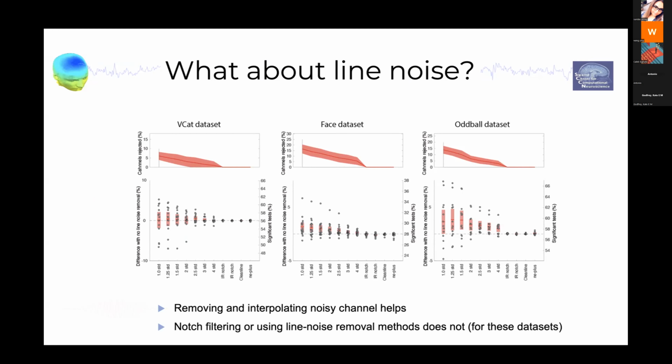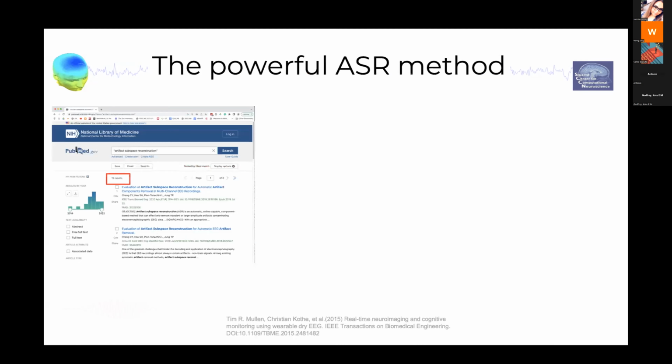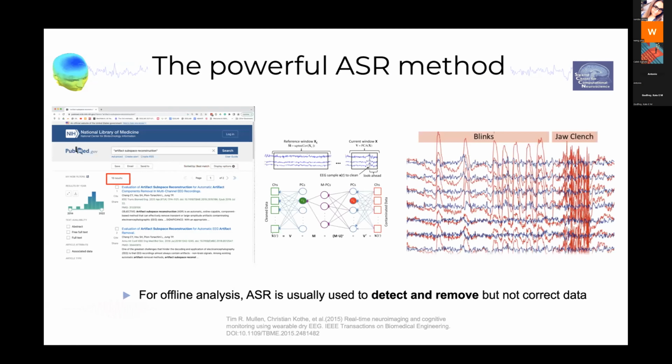improve the performance. Rejecting continuous portions of data: this is using the ASR algorithm, artifact subspace reconstruction. There might be other presentations about ASR in this symposium. It's widely used in the community. It was created in our lab by Christian Kothe. It can be used for real-time or offline data rejection. Here we're using it offline, so we're not actually correcting the data, we're just removing the bad portions of data. And the idea is to test different thresholds: when we reject more or less data, does it increase the number of significant channels?